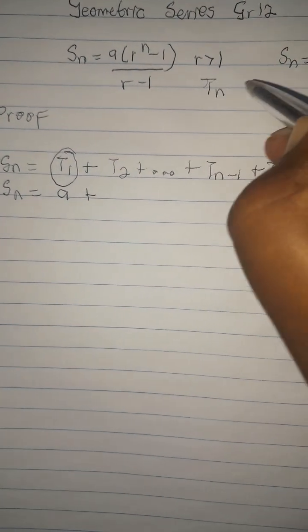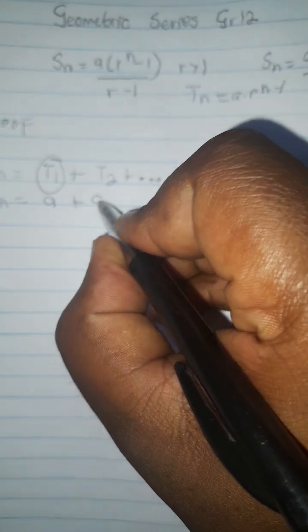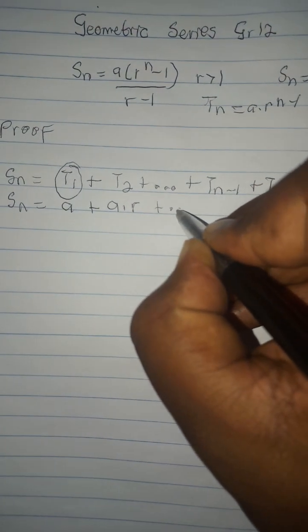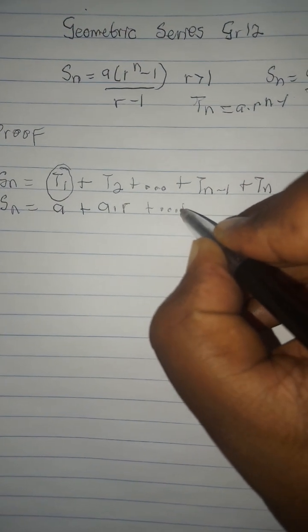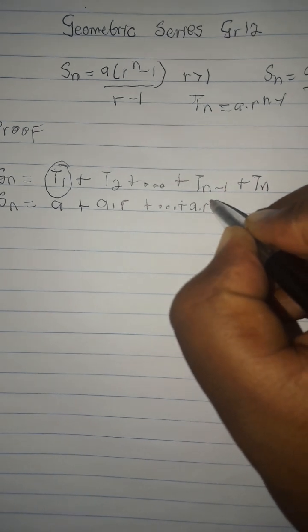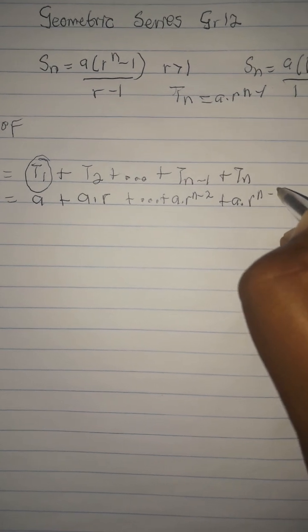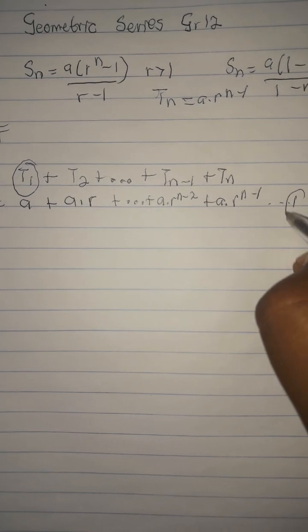For T2, remember, where do we get this? Remember, we use the general term of a geometric sequence. For term 2, if I put 2 here, it will be 2 minus 1, meaning that I'll be left with ar, plus, here we'll have ar^(n−2), plus ar^(n−1). We will name this equation 1.